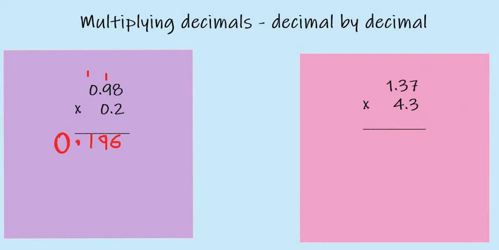3 times 7 gives us 21. Write down our 1, carry our 2. 3 3s are 9, and 2, 11. Write our 1, carry over 1. 3 1s are 3, and 1, 4. Awesome.